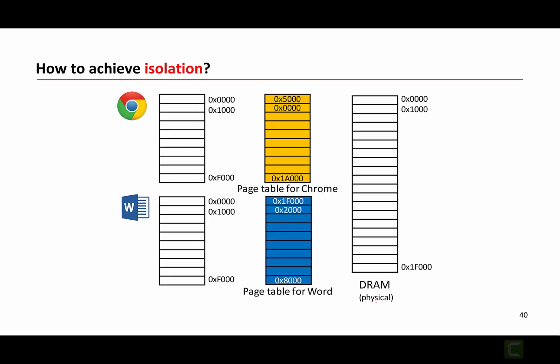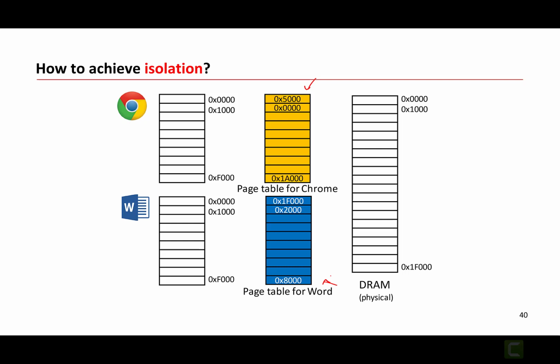Now, the way the operating system manages to guarantee isolation of data from one program to the other is by instantiating one page table per process. In this case, I have two processes, one for Chrome and one for Word, and they each have their own page table as highlighted by these two different colors. The golden color is for Chrome, the blue page table is for the Windows Word document.